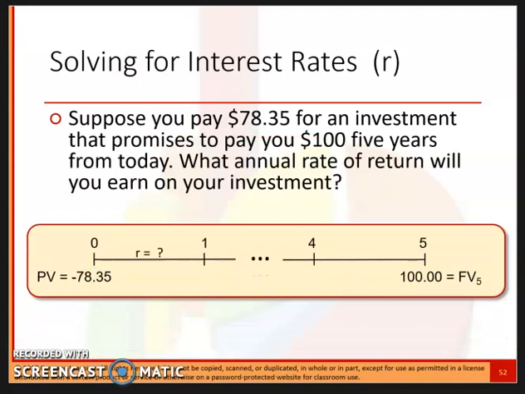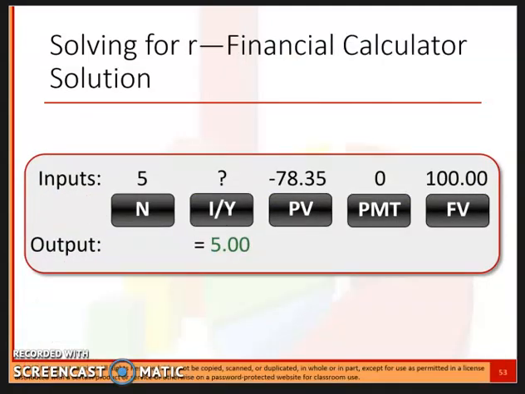All right. So you can also solve for the interest rate on your calculator. An example here: suppose you pay $78.35 for an investment that promises to pay you $100 in 5 years. What annual rate of return will you earn on your investment? Well, let's go to the next slide. With our calculator, if we have any four of these numbers, we can calculate the fifth.